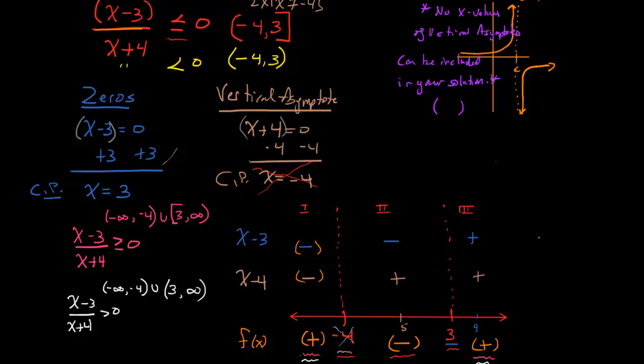So notice these problems have very distinct ways of tackling them. However, the sign analysis really unifies this process. But remember, when you work with rational functions, never include the vertical asymptotes.